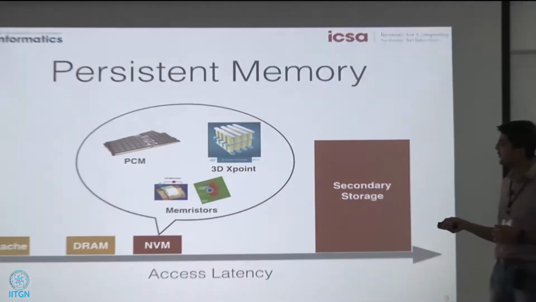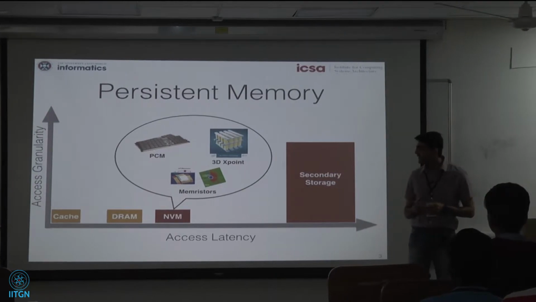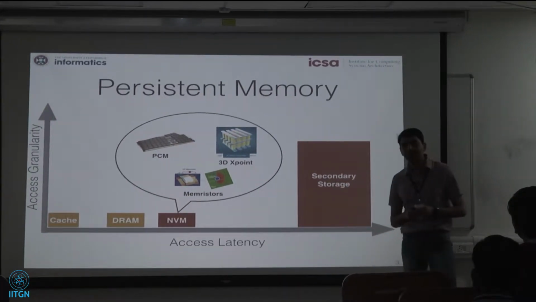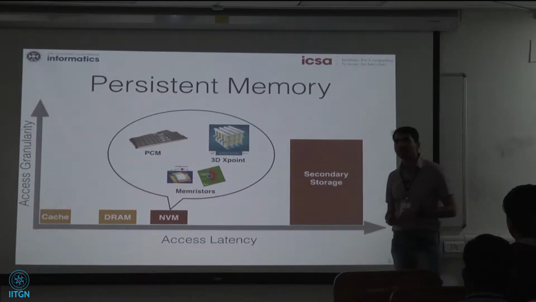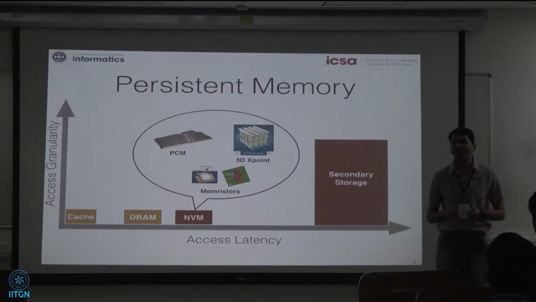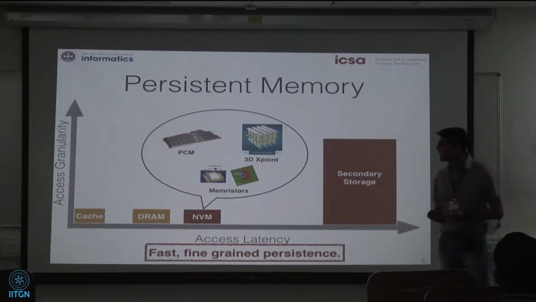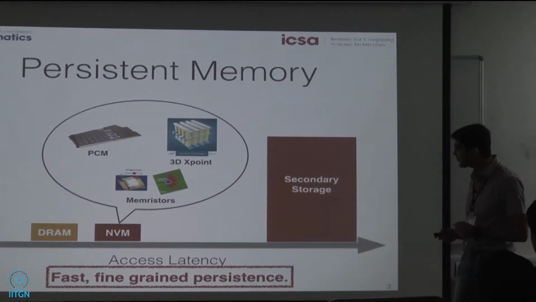On this landscape, a new kind of memory is emerging, known as persistent memory or non-volatile memory, NVM. Now, there are multiple technologies that can be used to realize this kind of memory, but the key takeaway is that this memory has access latency and access granularity characteristics similar to DRAM, but it provides the benefit of being non-volatile. So even if you switch off power, you can still retain data in these devices. Essentially, non-volatile memory provides you with fast, fine-grained persistence.